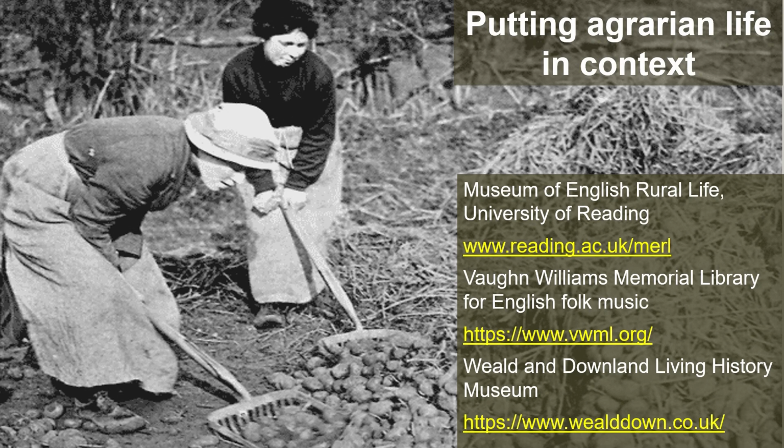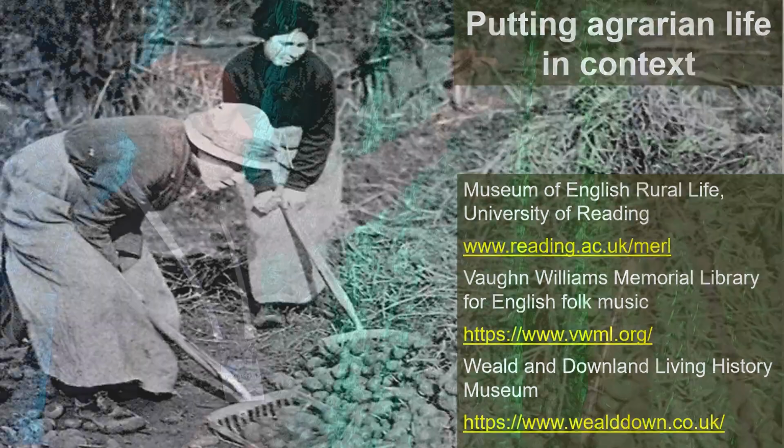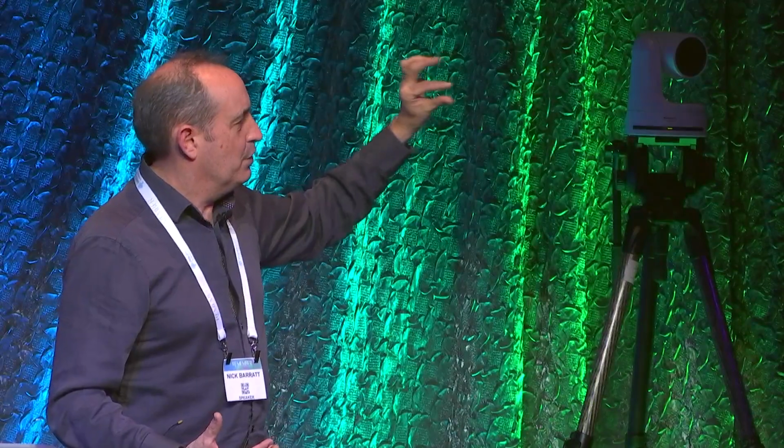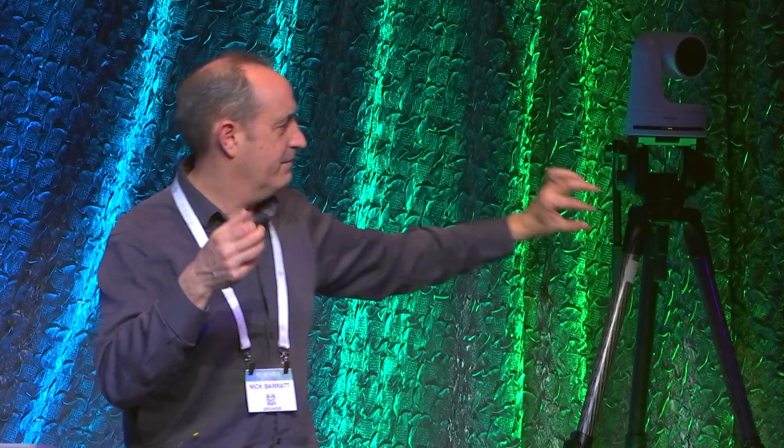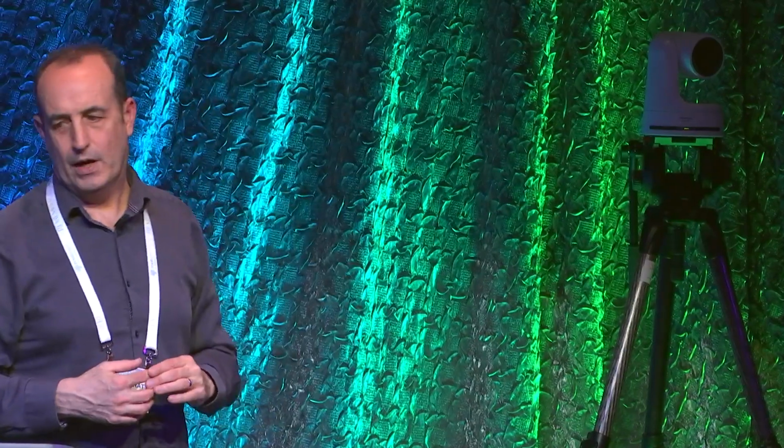And finally, if you want to experience a little bit more about what life would have been like, you've got examples such as this one, the Weald and Downland Living History Museum, where you can go and experience and see what rural life would have felt like. So a little bit about the context of the clothes and the tools and the diet, a little bit about the sounds of their life, and a bit of experiential history as well.